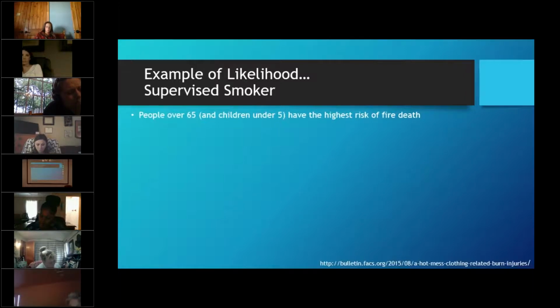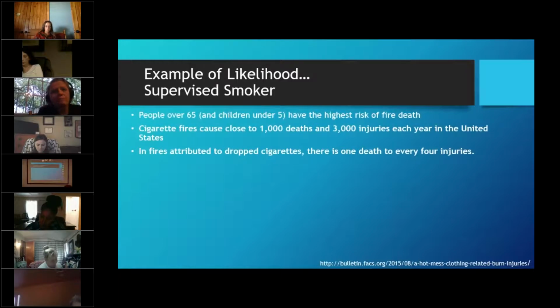Example of likelihood. People over 65 and children under 5 have the highest risk of fire death. Cigarette fires cause close to 1,000 deaths and 3,000 injuries each year in the United States. In fires attributed to dropped cigarettes, there is 1 death to every 4 injuries.